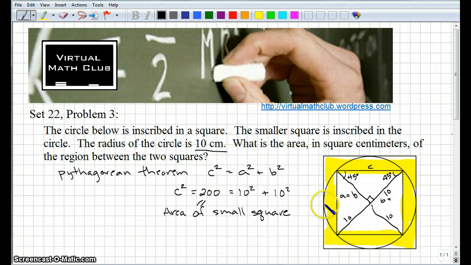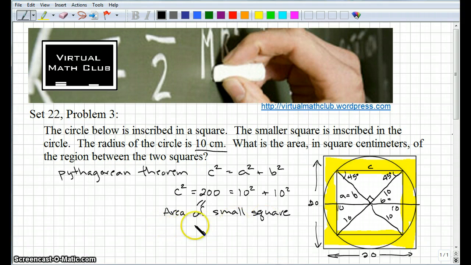So let's draw another radius. All we know is the radius of this circle, but we can also draw a radius here, right? So essentially the width of the square is equal to the diameter of the circle. So if this is 10 and this is 10, the width of the square is 20, and it's a square, so that's also equal to this dimension. So it's a 20 by 20 square.